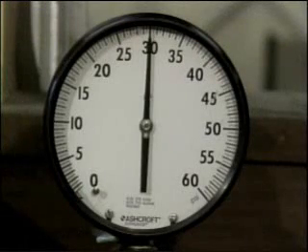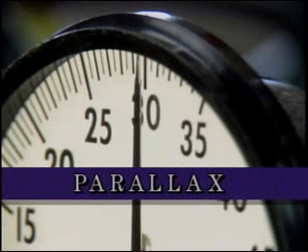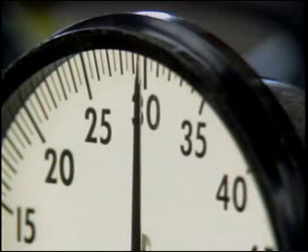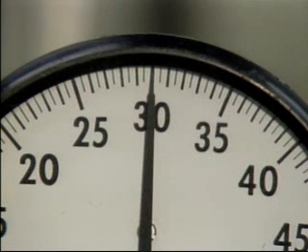Many indicating instruments use a pointer and a scale to indicate a measured value. When there's a gap between the pointer and the scale, an optical illusion called parallax has to be taken into account when the instrument is read. For example, when this pressure gauge is viewed from the right of center, the pointer seems to indicate 29.5 pounds per square inch. But when the gauge is viewed from the left of center, the pointer seems to indicate 30.5 pounds per square inch. When the gauge is viewed straight on, we can see that the pointer is actually indicating a value of 30 pounds per square inch.